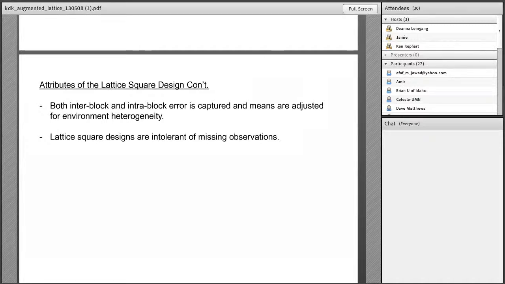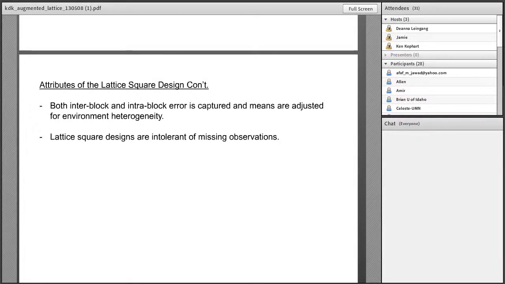Okay, so to summarize, both interblock and intrablock errors are captured, and means are adjusted for environmental heterogeneity. This is something I wanted to really drive home, that unlike randomized complete blocks or many other designs that do not make that adjustment, this inherently makes an adjustment before we even look at other methods of adjusting the data. It inherently makes adjustments for some spatial variability.